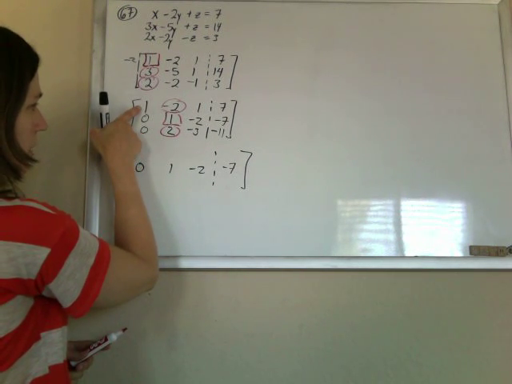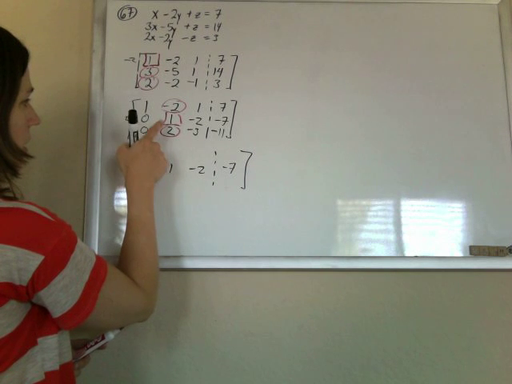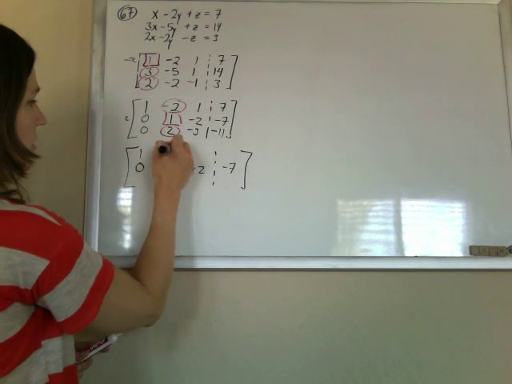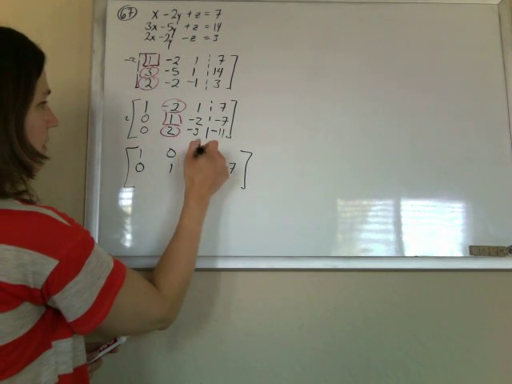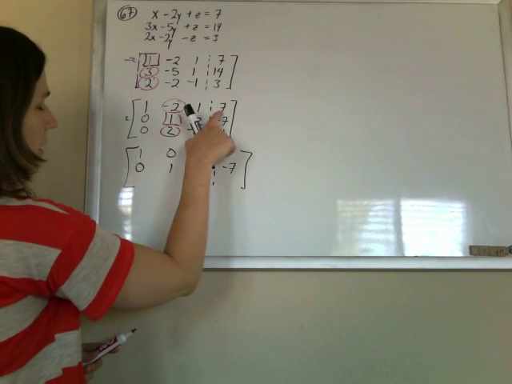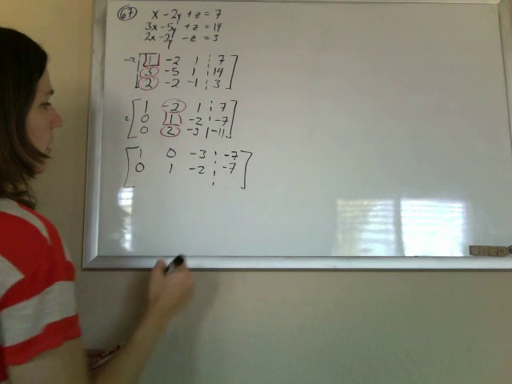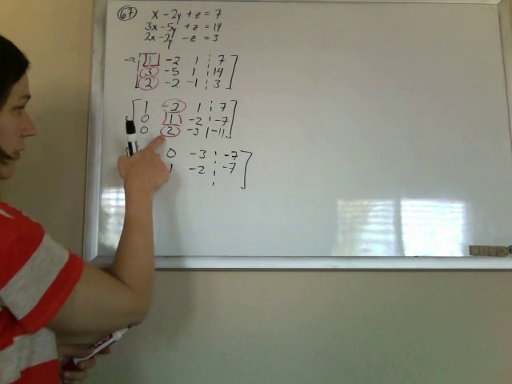So 0 plus 1 is 1. 2 minus 2 is 0, like we planned. -4 plus 1 is -3. -14 plus 7 is -7. Check. Now for that guy.